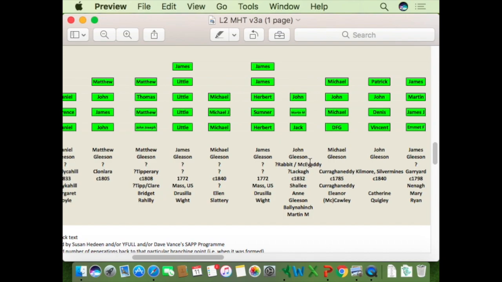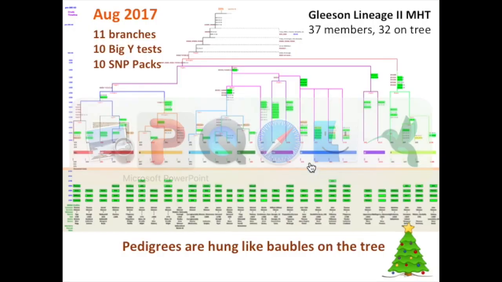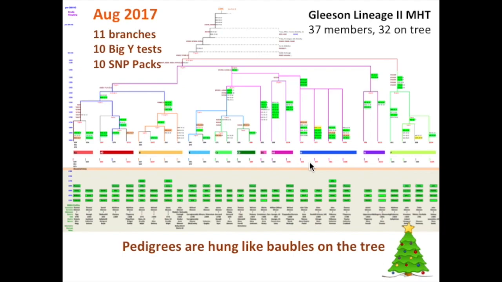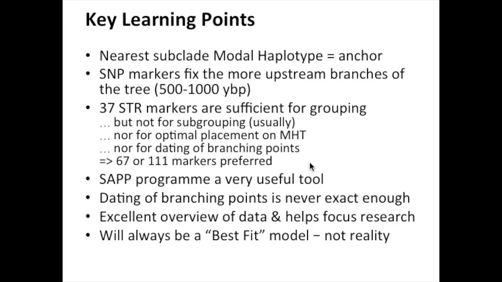So that is the mutation history tree for GLEASON lineage 2. And these are the key learning points. The nearest subclade modal haplotype is the anchor for your mutation history tree. The SNP markers fix the more upstream branches of the tree, say 500 to 1,000 years ago, and it's very important to get that anchoring in the upper branches of your tree, just so that you avoid any chance of convergence more downstream.